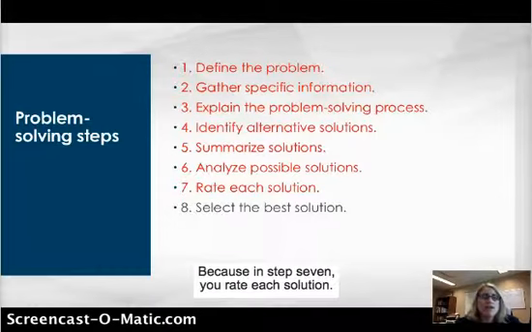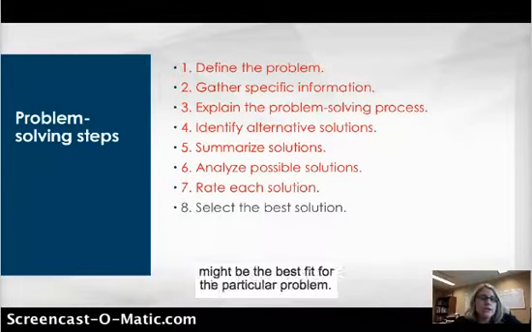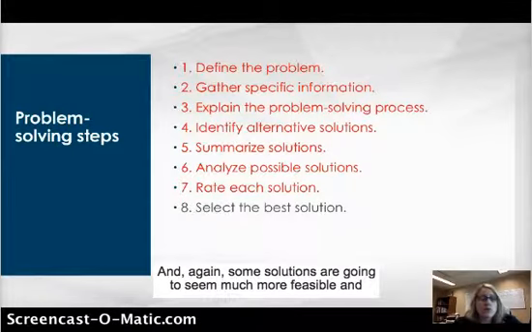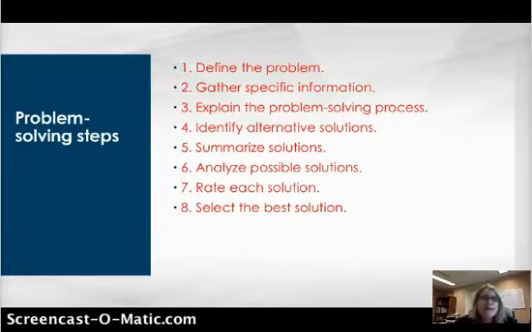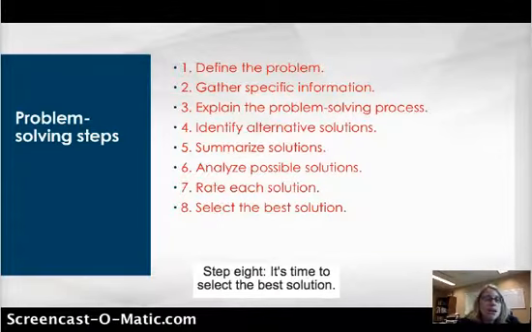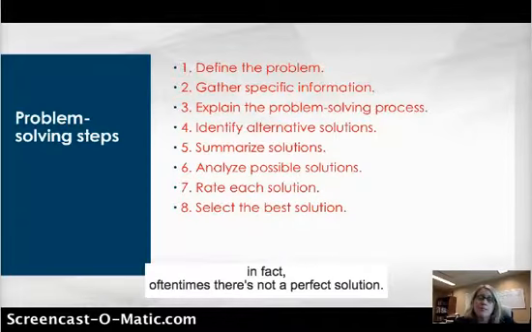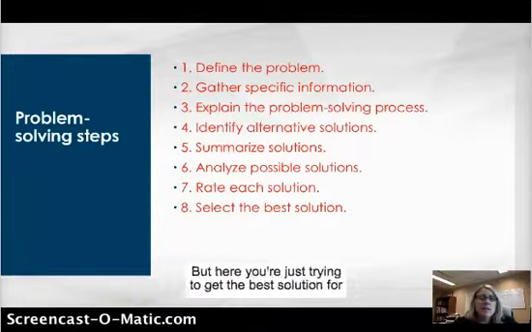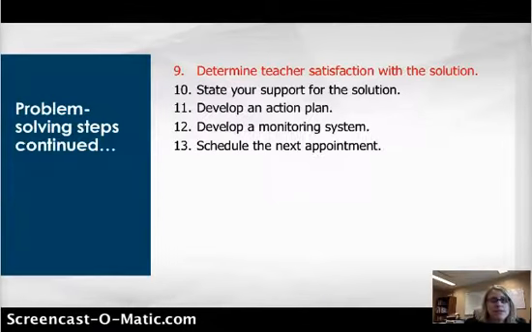Because in step 7, you rate each solution. So this is where you're going to start to think about which solution or solutions might be the best fit for the particular problem. And again, some solutions are going to seem much more feasible and appropriate than others once you've engaged in some kind of a rating system. Step 8, it's time to select the best solution. Again, this doesn't mean it's the perfect solution. In fact, oftentimes there's not a perfect solution. But here you're just trying to get the best solution for the particular problem and circumstances.